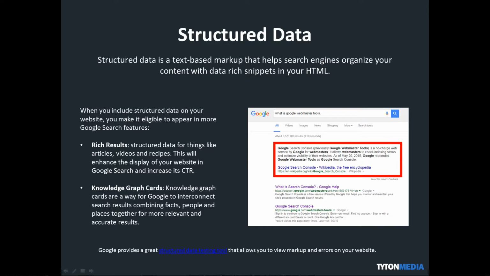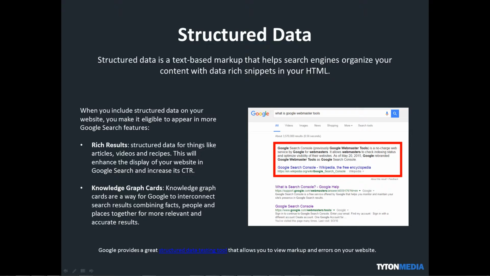So these are called rich results. They're structured data for things like articles, videos, and recipes. They enhance the display of your website in Google search, and they increase its CTR, which in turn will increase its SEO and move it up in the search engines. There's also knowledge graph cards, and they're a way for Google to interconnect search results, combining facts, people, places, and all that kind of stuff.